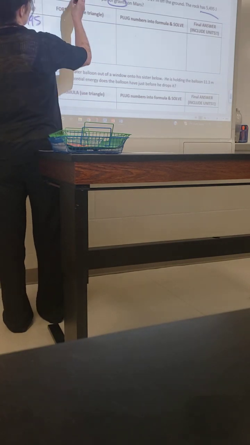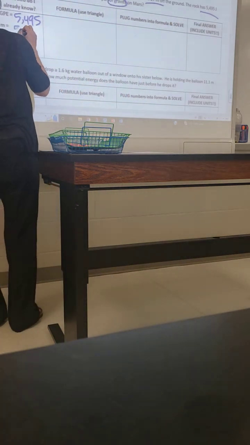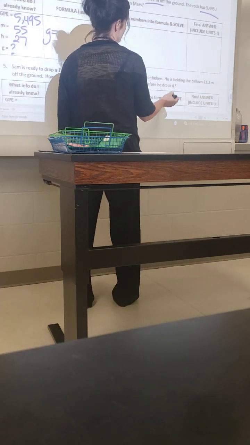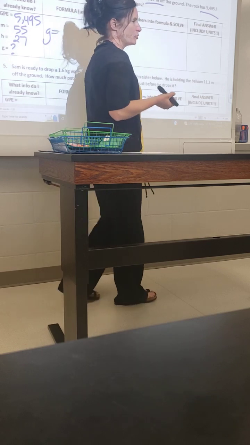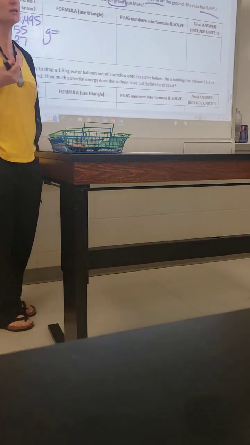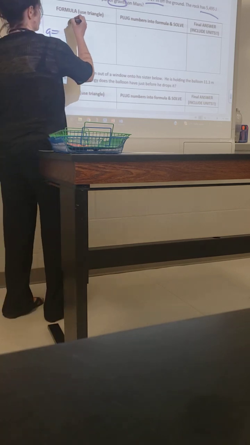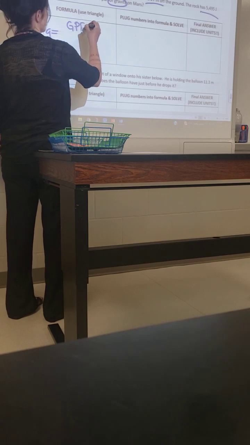5495. I'm going to go quickly because we're getting close to being out of time. So we have 55 for our mass, and then the height is 27. So we set this equal to gravity, and it's still going to be our same triangle. So we cover up gravity. What's going to be my equation that I use? Gravity equals what? GPE divided by mass. Good. Divided by mass times height.